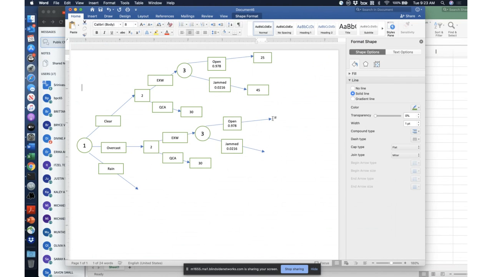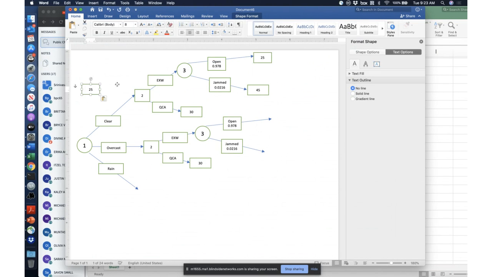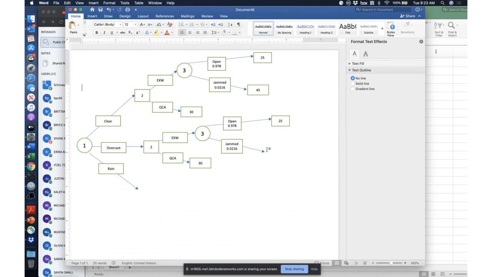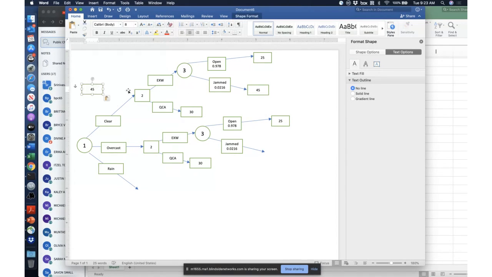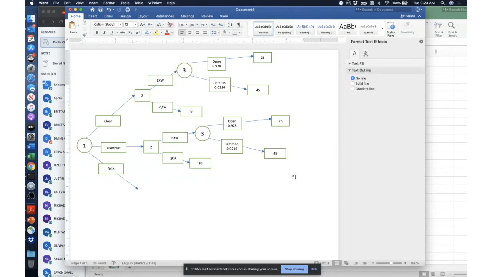if the expressway is open to get to the office, it'll take you 45 minutes otherwise. Now, this is one example where the payoffs are times, and the lower the time, the better it is for you. So here, whenever you're making a decision, you won't pick the higher value, you'll pick the lower value.